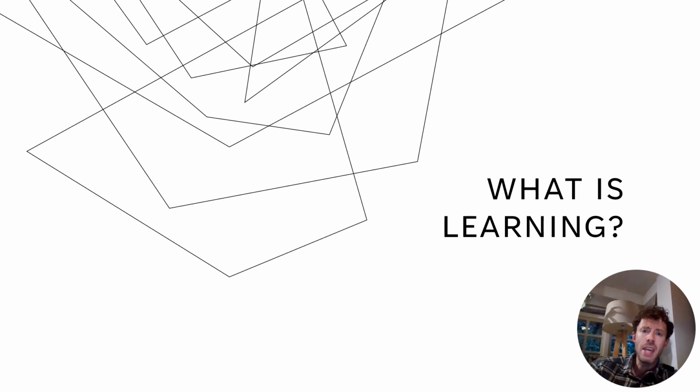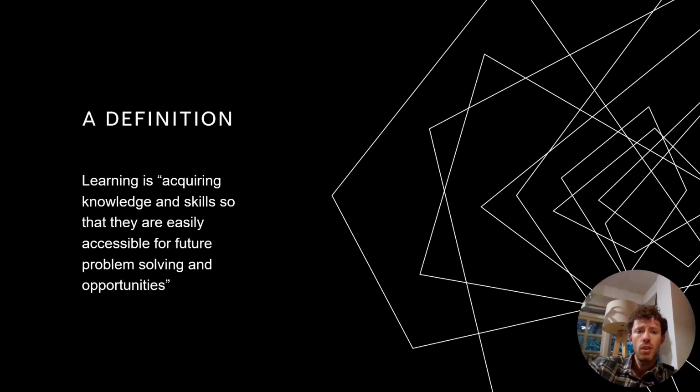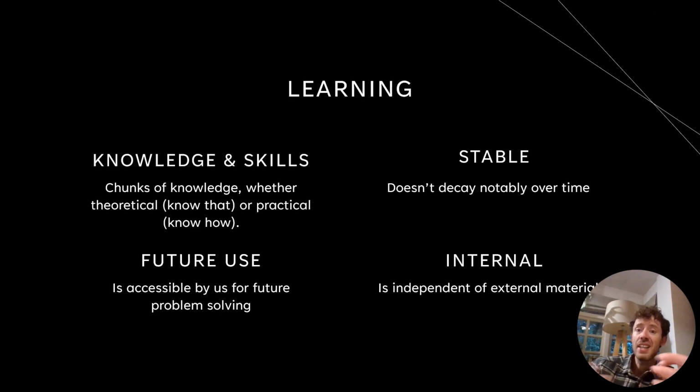So if we can understand what we mean and what we want by it, we can start to address these problems, as we will do in this course. I like this definition. It's simple, but it really sums up a lot of what we're wanting to achieve. And that is that learning is acquiring knowledge and skills so that they are easily accessible for future problem solving and opportunities. I think it's best when we start to break this down into the component parts of the definition, of which I see there are four main ones.